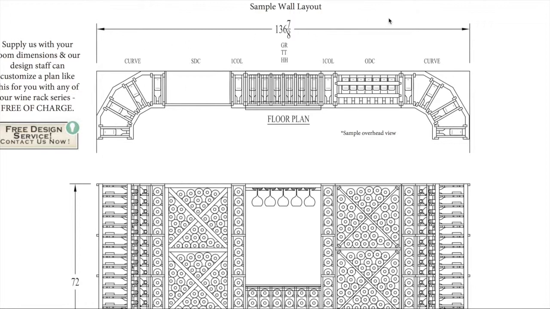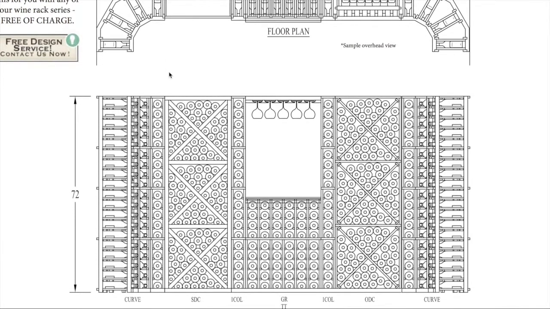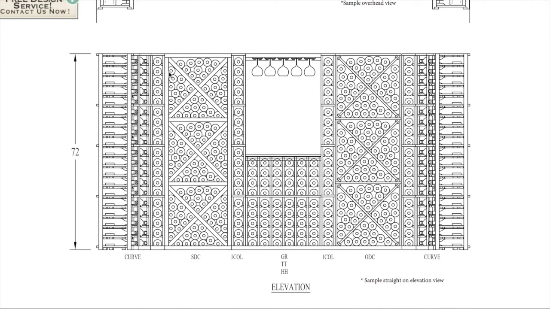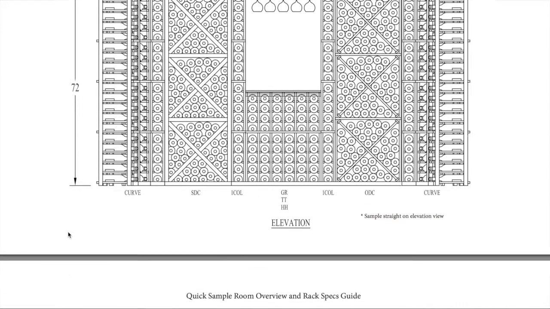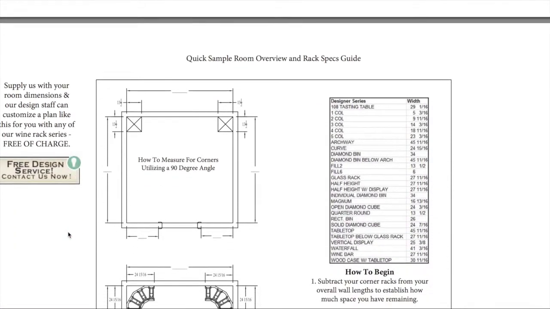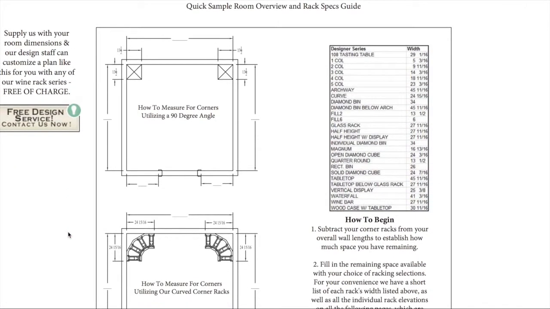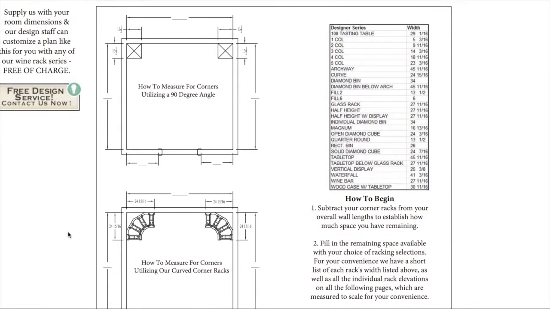You can see the entire width, and then if you scroll down, you can see the sample straight-on elevation view and how it looks looking at it straight-on, where all the racks achieve that 72 inches of height. The next page gives you a quick sample room overview and rack specs guide. Let's go over the rack specs guide.